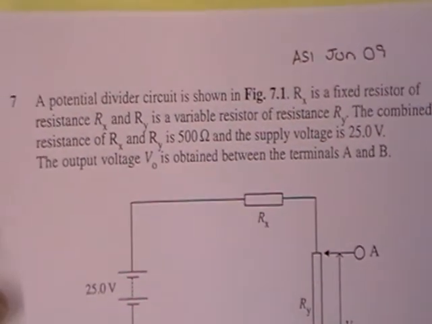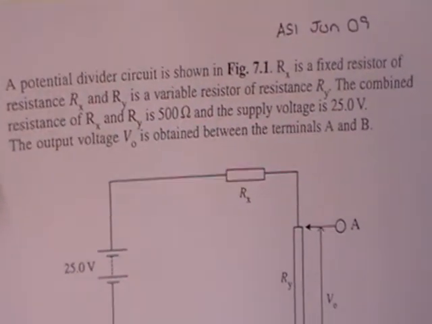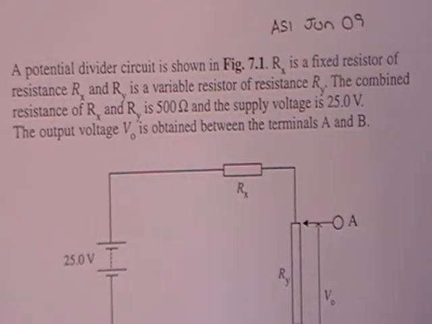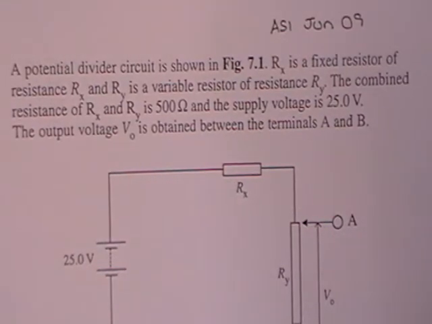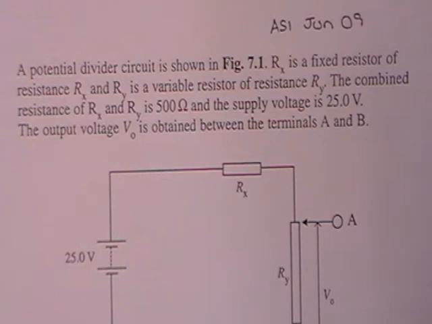AS1 June 9, question 7. A potential divider circuit is shown in figure 7.1. Rx is a fixed resistor of resistance Rx, and Ry is a variable resistor of resistance Ry.